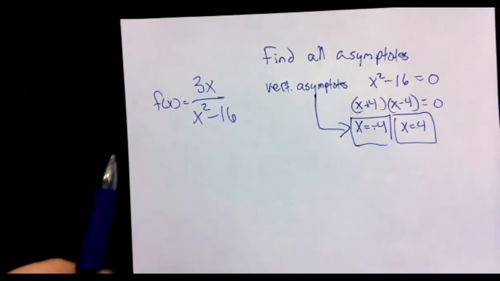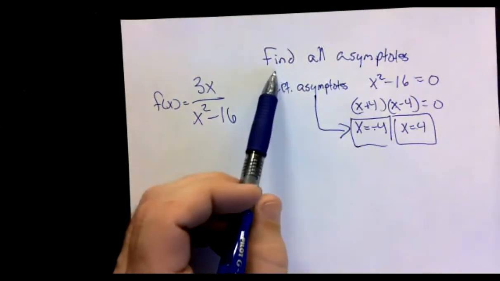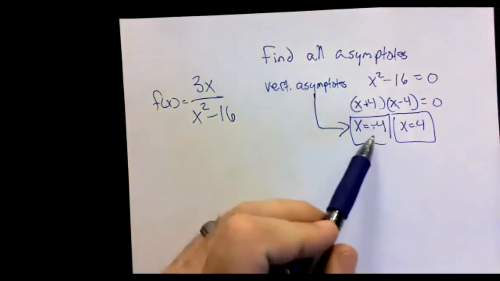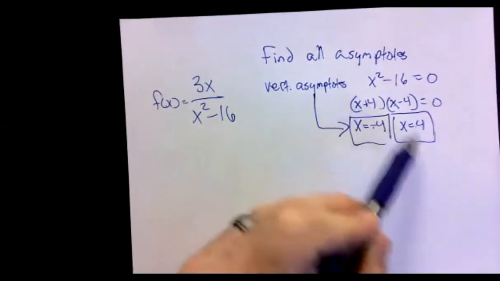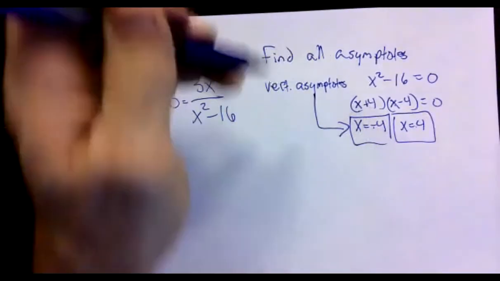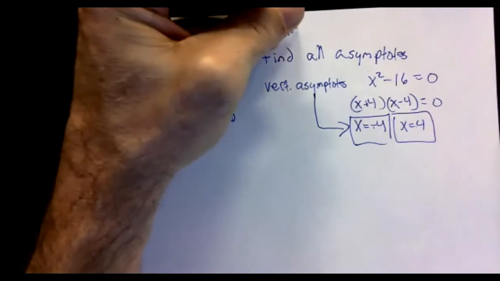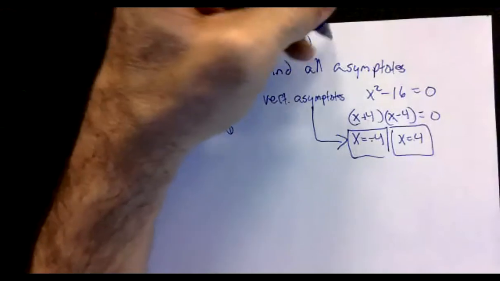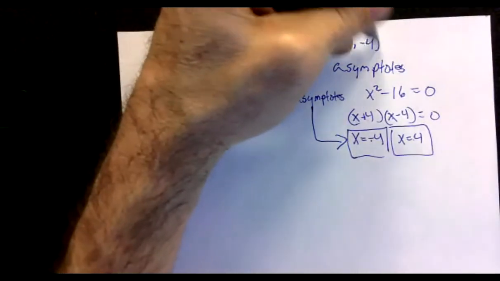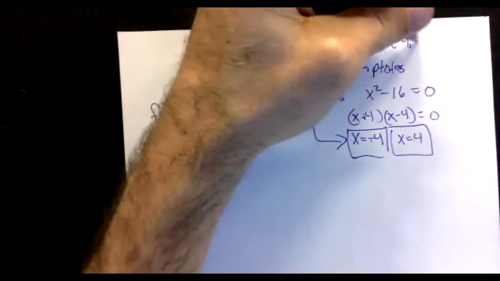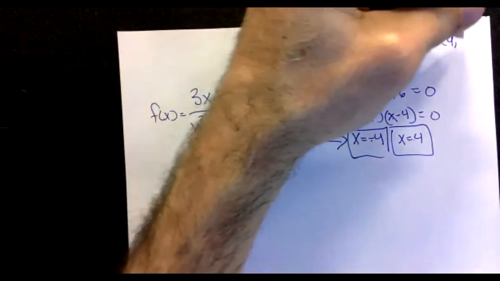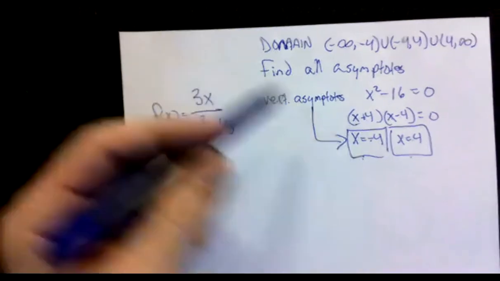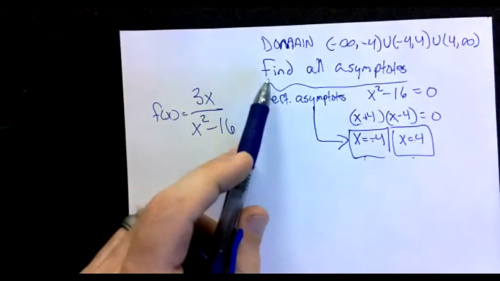They could. If they asked for the domain, then you would have to worry about the domain. In this particular case, they just asked about asymptotes. So in this case, we're not worried about the domain, but it's basically the same thing. If you found those two values, and for some reason they ask you for the domain of this function, it would be from negative infinity to negative 4, from negative 4 to 4, and then from 4 to infinity. So again, same idea, just different question.